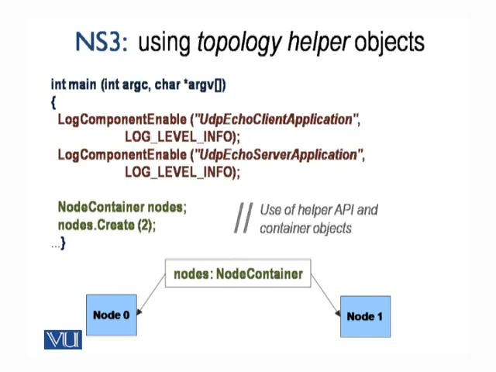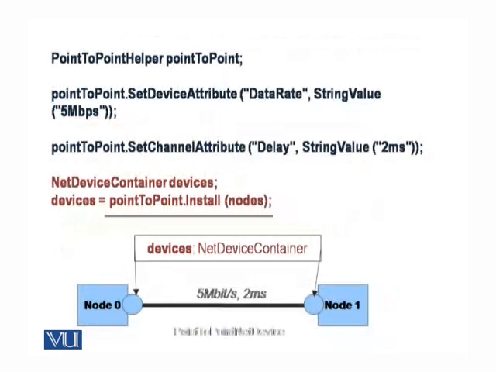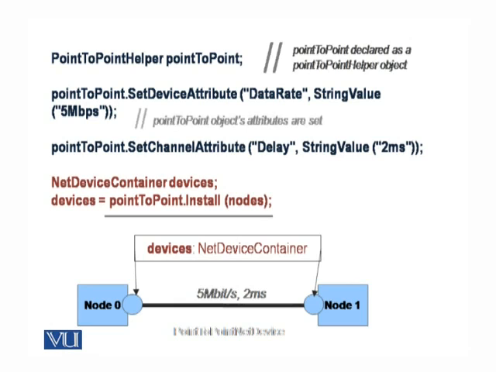Now that we've defined the nodes, we also need to define the link which is going to connect these two nodes. And because this is a point-to-point link, we make use of the point-to-point helper object, and we define a new object titled point-to-point, and then using its method, we set the attributes of that link. For example, we set the data rate to 5 megabits per second. We set the channel attribute, the delay of that, to 2 milliseconds.